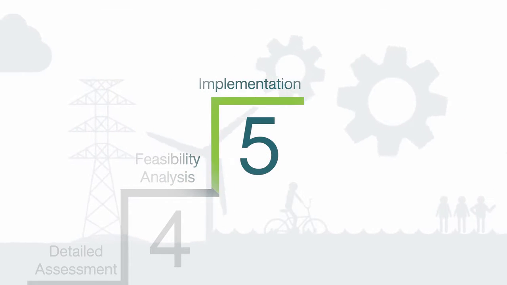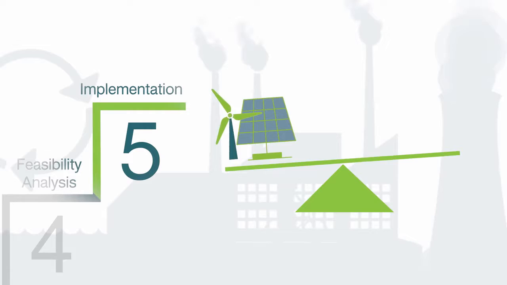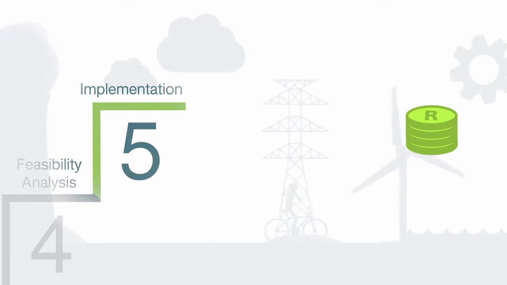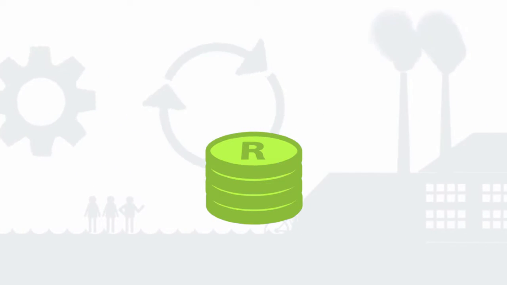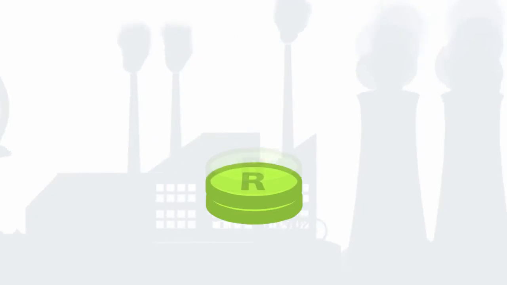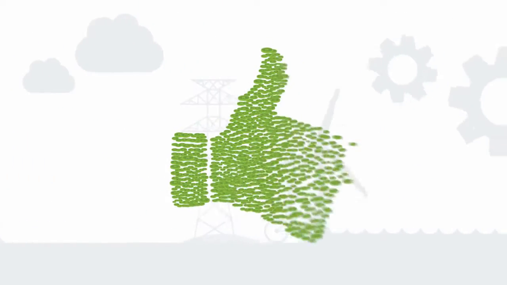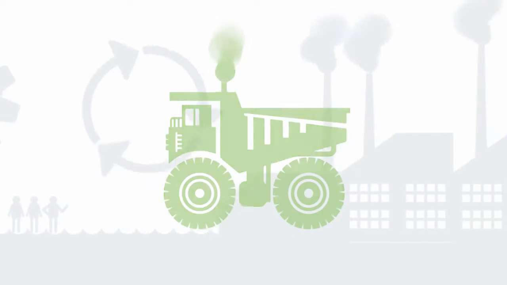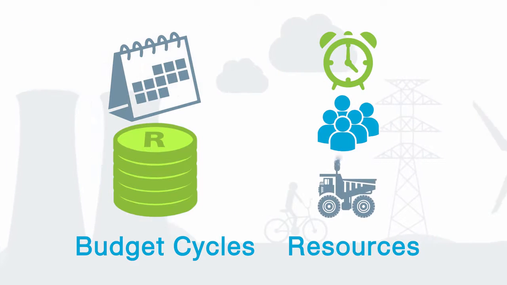Now we move on to step 5, the implementation of RECP interventions, which are typically prioritized according to impact and investment. Generally, the trend is to start with no-cost or low-cost options first. This allows the organization to realize quick wins and build confidence in the concept before taking on more capital-intensive options, which are influenced by budget cycles and resource availability.